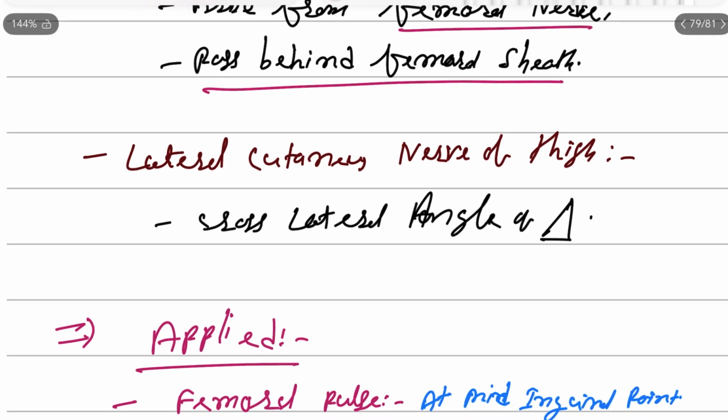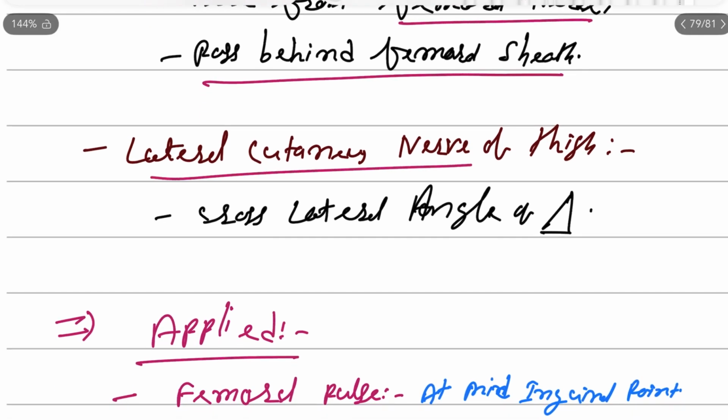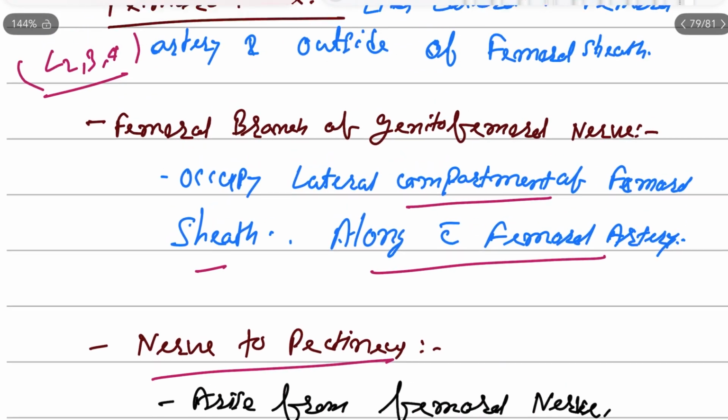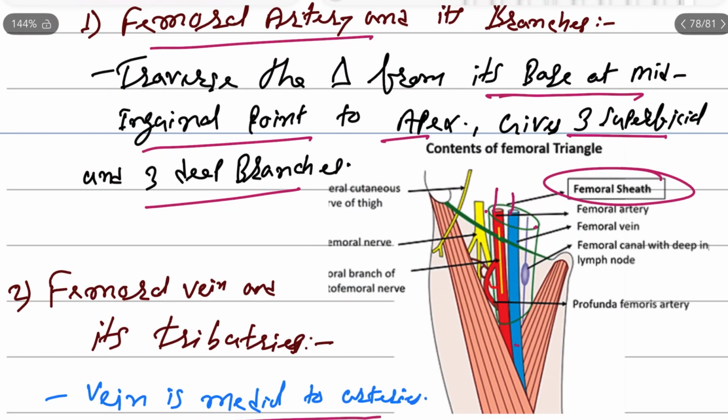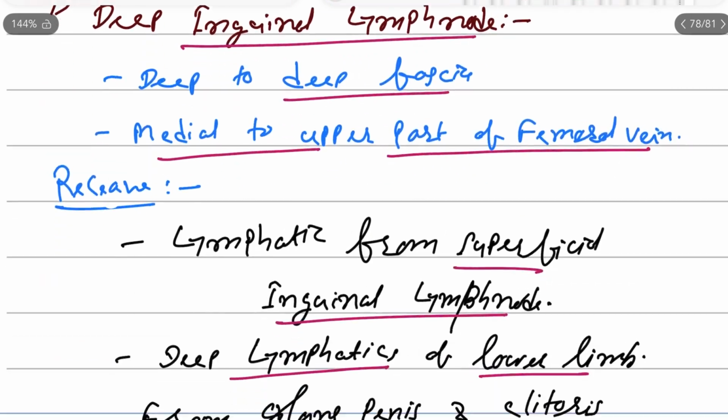The lateral cutaneous nerve of the thigh crosses the lateral angle of the triangle. This is the lateral cutaneous nerve of the thigh, which crosses the lateral angle of the femoral triangle.